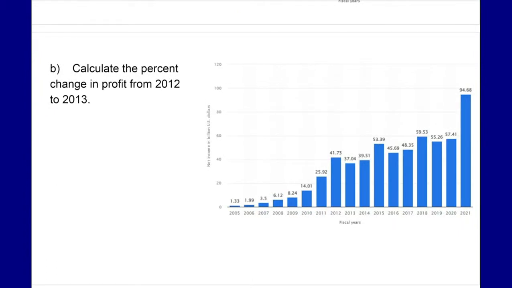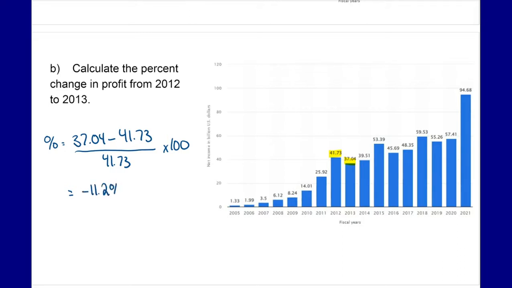For B, we're going to go through the same type of questions, just looking at different years. So here we're looking at the change from 2012 to 2013. It's going to be the same formula. Percent change is equal to our new value, so the 37.04 minus the old value, the 41.73. So even though the old value is larger, that's okay. We're going to then divide by the old value and multiply by 100. So in this case, we get a percent change of negative 11.2%.